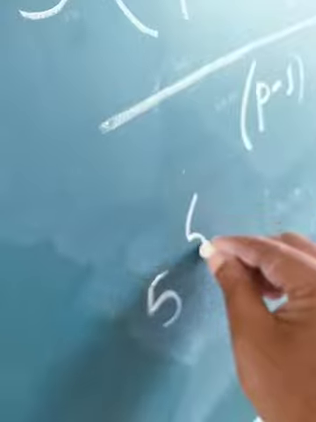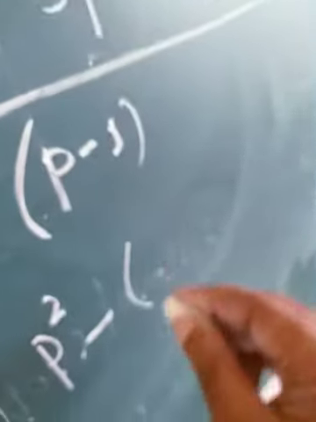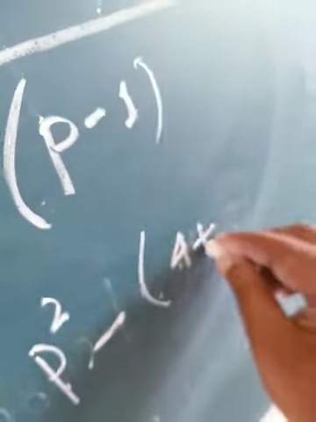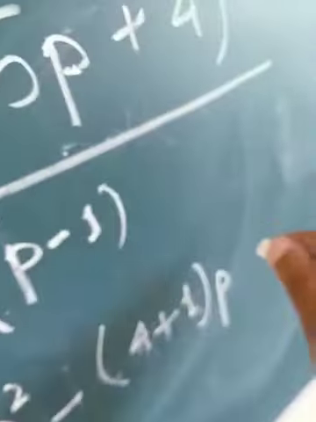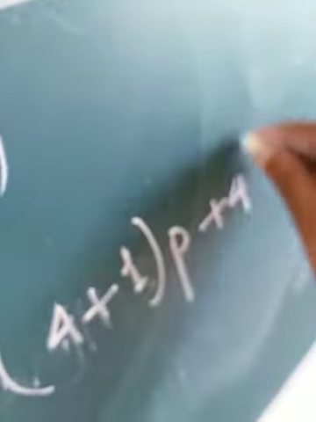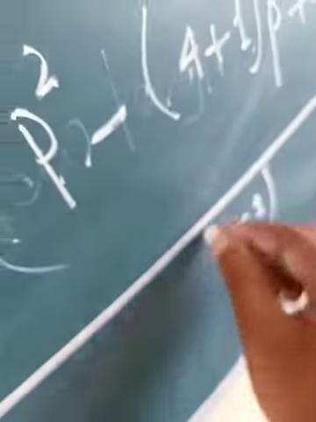So first of all we'll write 5. We'll give a curly bracket now, students. Okay. Now p square minus, give first bracket. Inside the first bracket we'll write 4 plus 1. Then close the bracket. Then you write p plus 4, close this curly bracket also, upon p minus 1.